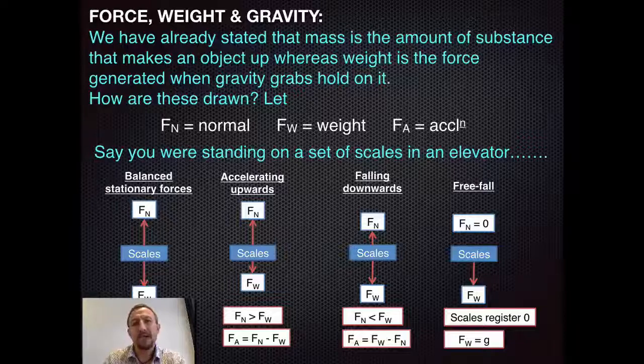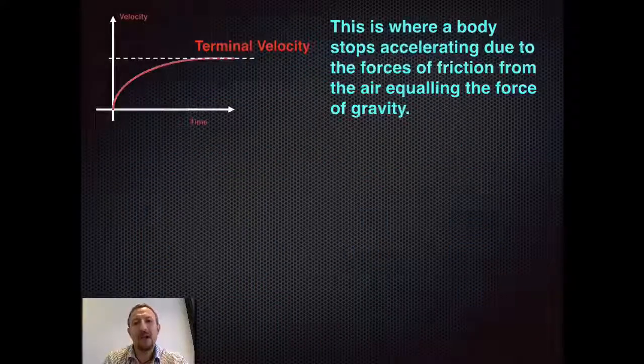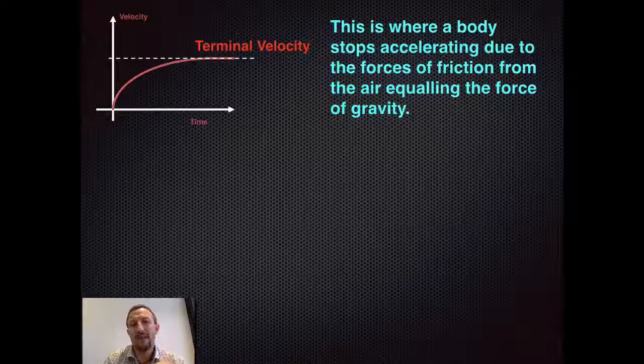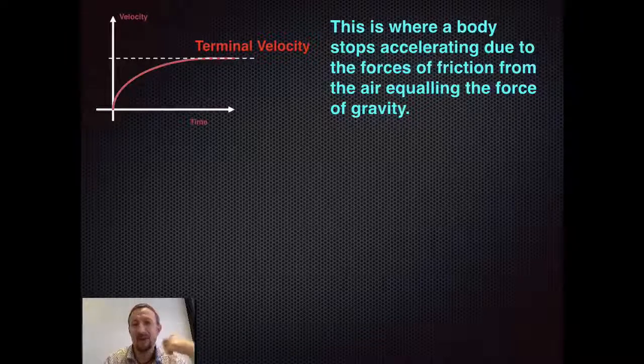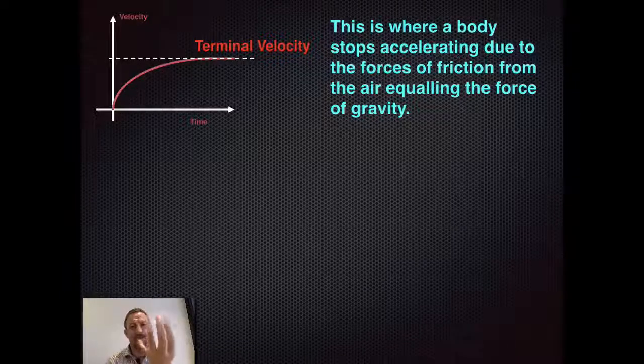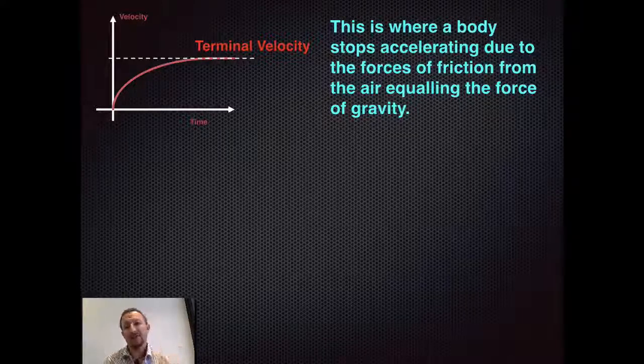So just to recap, just to round off, the final bit that we can talk about with free fall is the concept of terminal velocity. Now terminal velocity: if you jump out of an aeroplane with a perfectly good parachute but don't open it, what will happen is eventually you will reach terminal velocity. In this case, acceleration will begin to grab hold of you and pull you down at 9.81 meters per second squared.